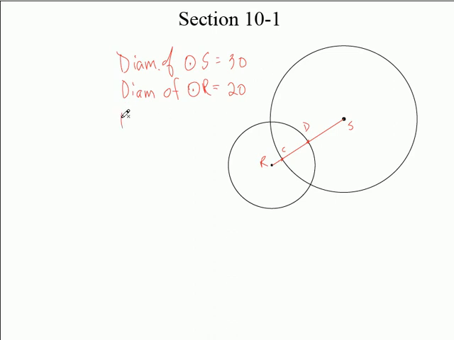And DS, well, they tell you a lot of stuff. So the length of DS is 9, and they ask you to find what CD is equal to. I'm going to put CD equals question mark. All right? So let's fill some stuff in.